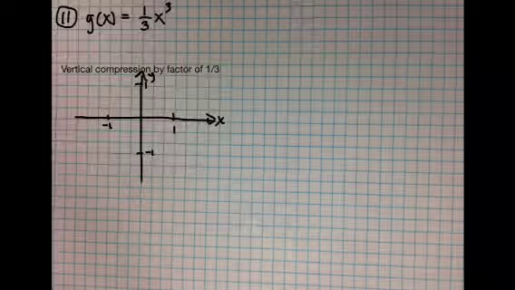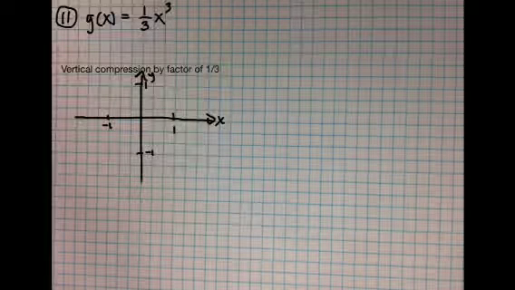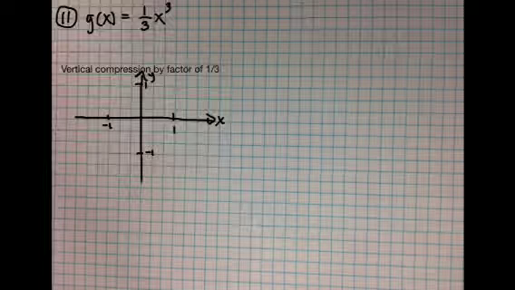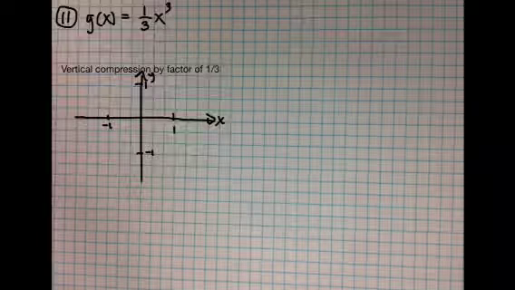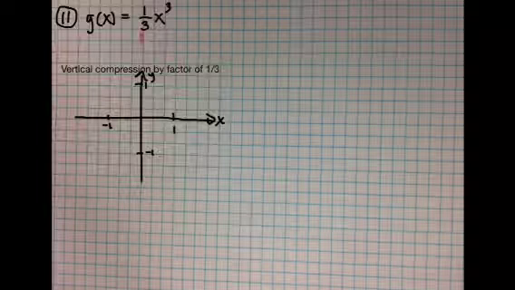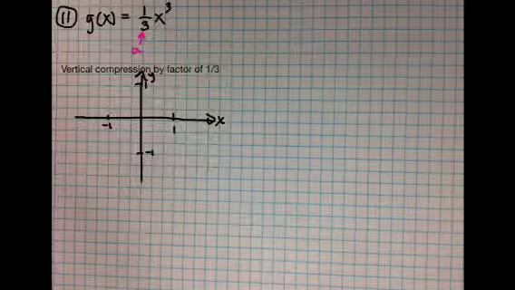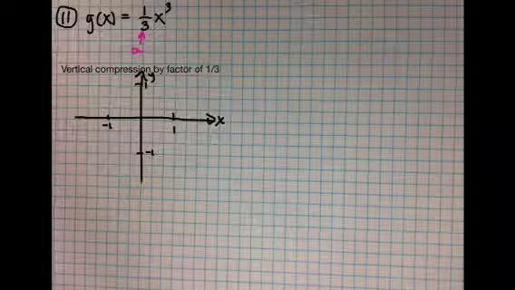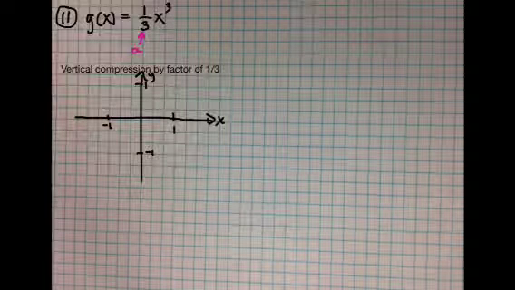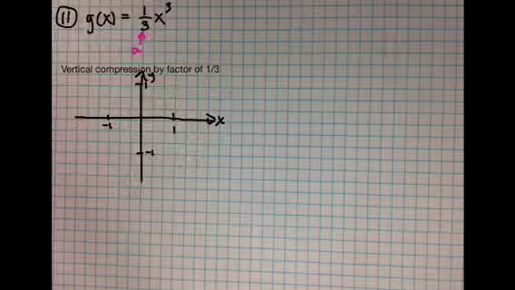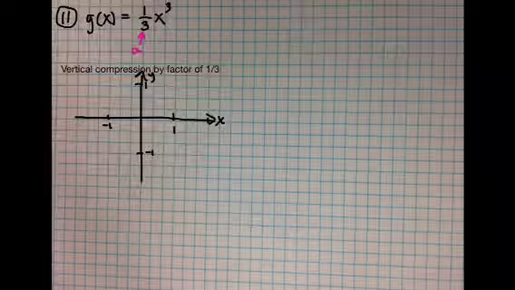Alright, number 11. It looks similar to 10, except that notice the 1/3 is not in parentheses with the x. So 1/3 you could think of as a coefficient of x cubed. So in this case, this is your a value. Okay, so a is 1/3, and a does what it says. So this one is a vertical compression by a factor of 1/3, and we know it's a compression because 1/3 is less than 1.